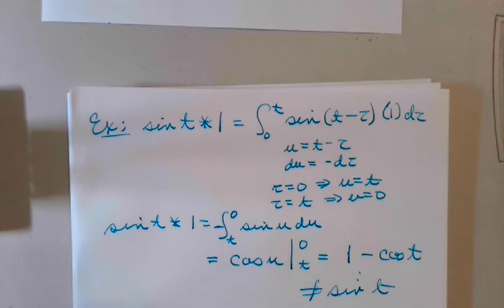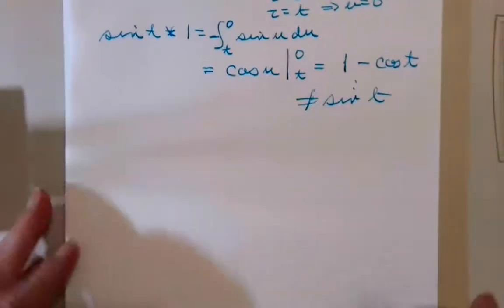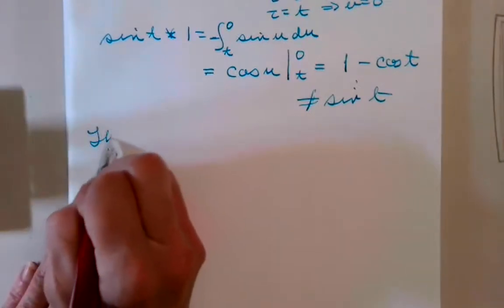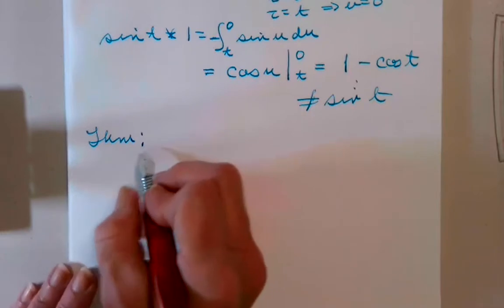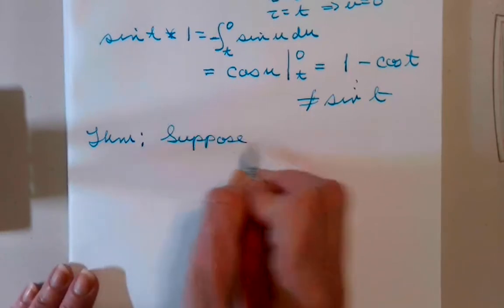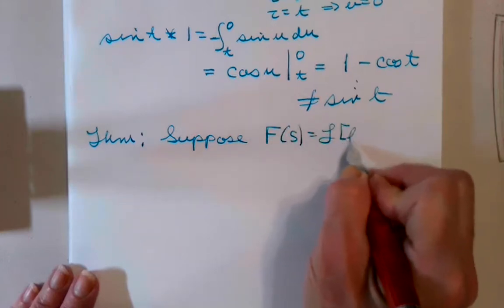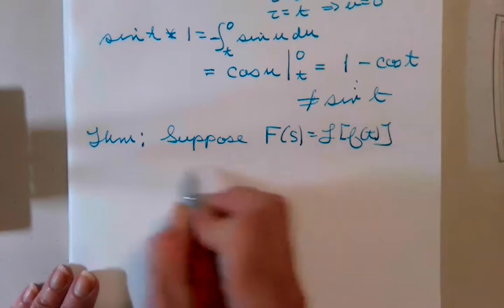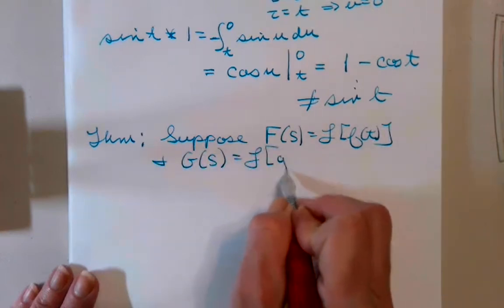So why do we even bother to mention convolution? We mention convolution because it has a very nice property with respect to Laplace transforms. Suppose that F of s is a Laplace transform of little f of t, and capital G of s is a Laplace transform of little g of t.